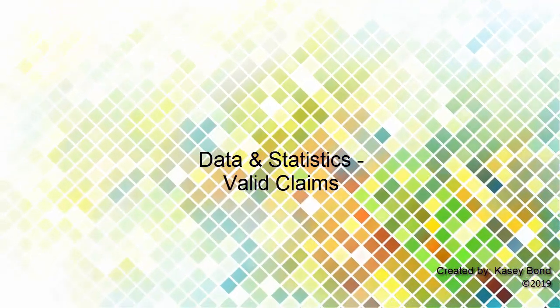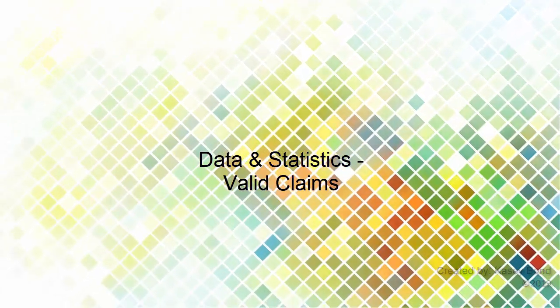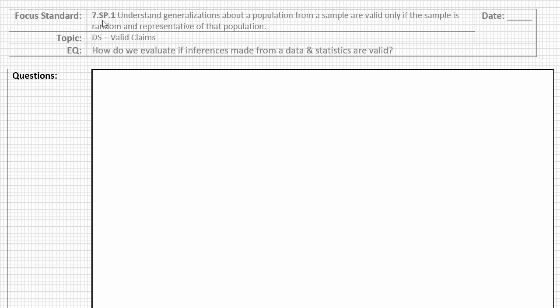Our focus standard for this lesson comes from Grade 7, Statistics and Probability, Standard 1. Understand generalizations about a population from a sample are valid only if the sample is random and representative of that population. Our topic for today's lesson comes from Data and Statistics, Valid Claims.